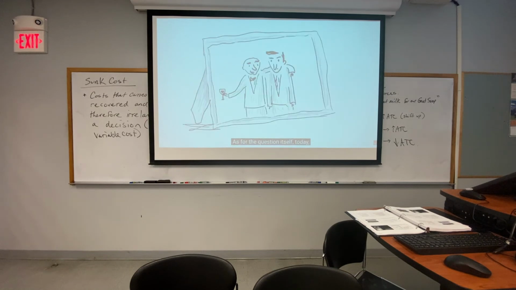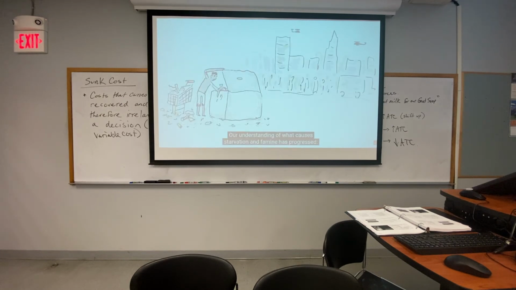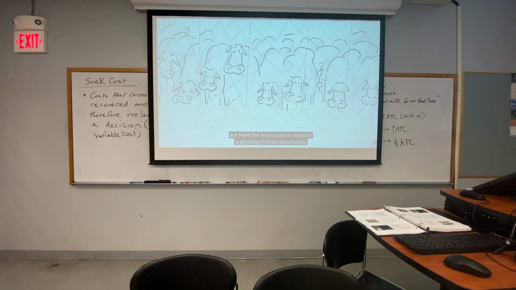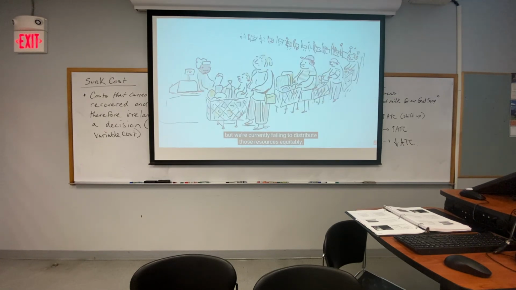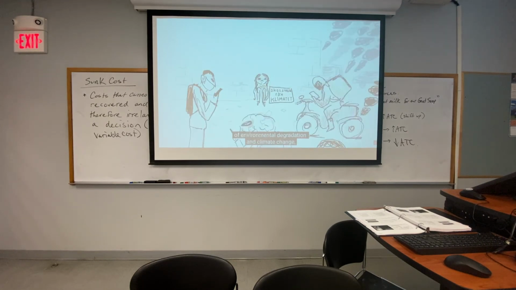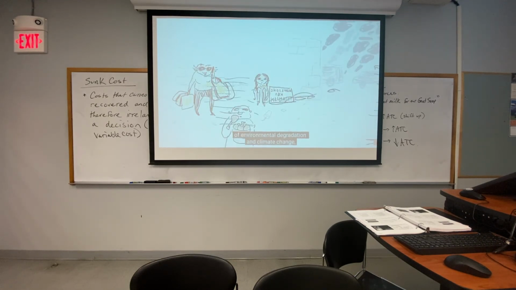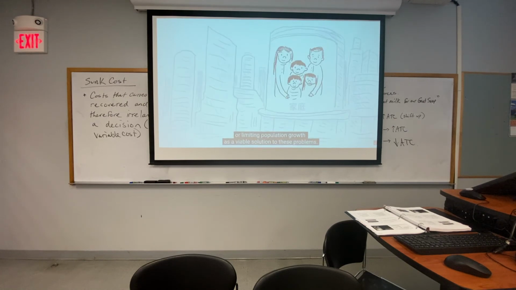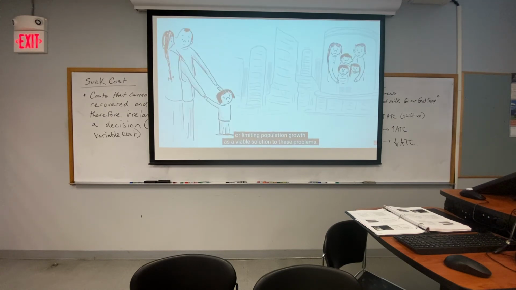As for the question itself, today their focus on overpopulation represents a snapshot of history. Our understanding of what causes starvation and famine has progressed. We have the resources to support a growing human population, but we're currently failing to distribute those resources equitably, and changing that should be our priority. And we no longer see population size as a primary cause of environmental degradation and climate change, or limiting population growth as a viable solution to these problems.